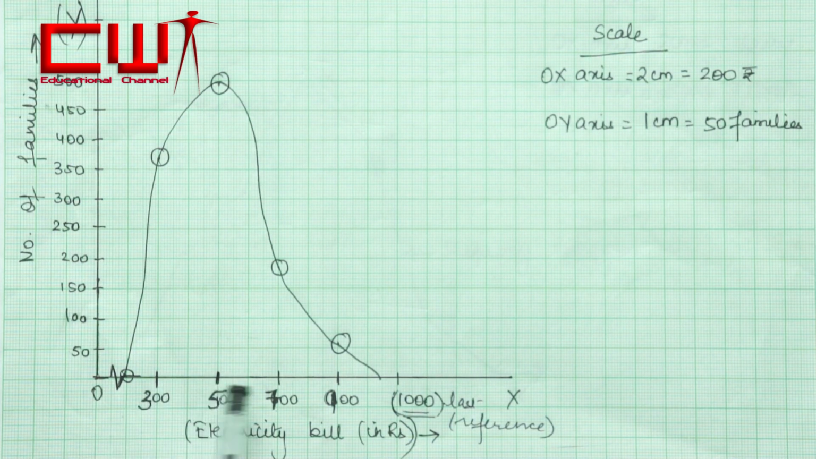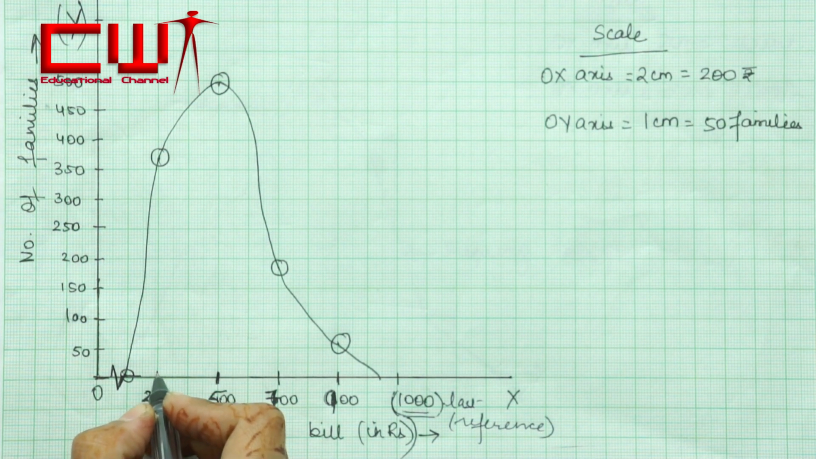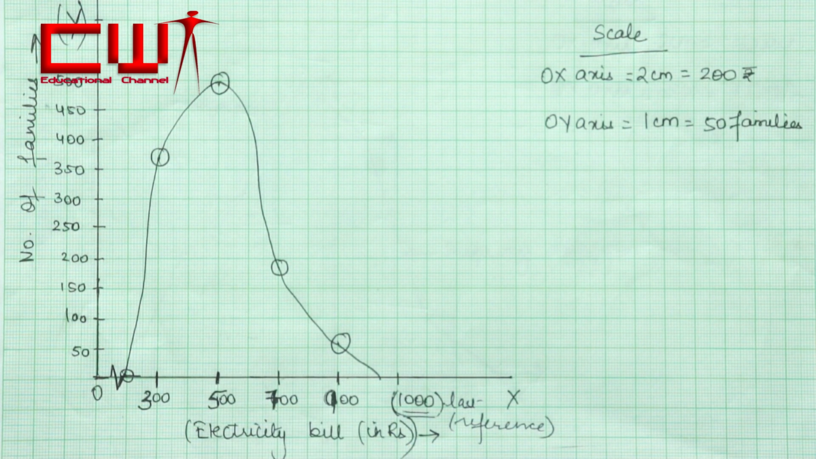So 3 to 5, 5 to 7, 7 to 9, the difference is same. But from 0 to 200, 300, the difference is not same. So you are using the crink mark. Make a crink mark, then start using 3 to 5, 7, 9 and so on.